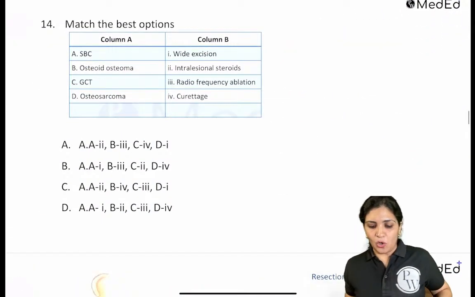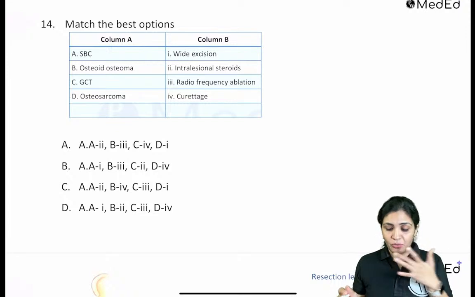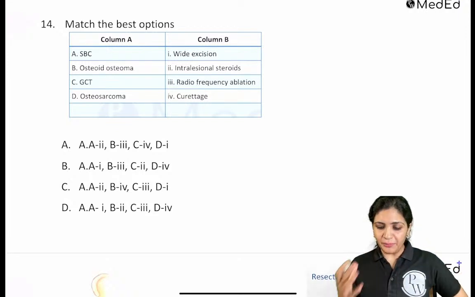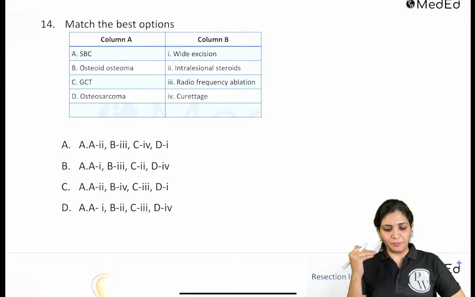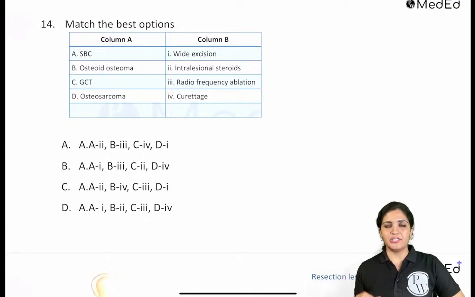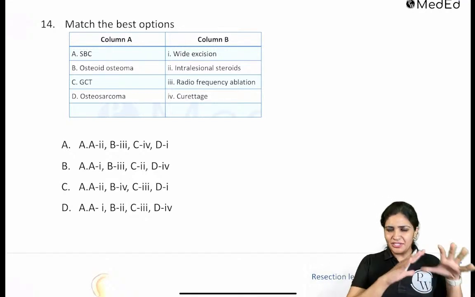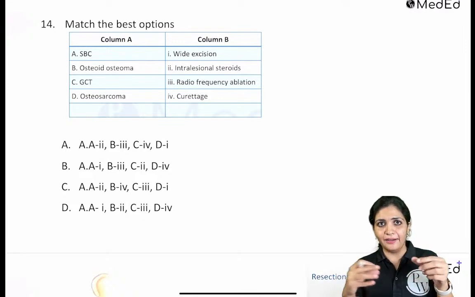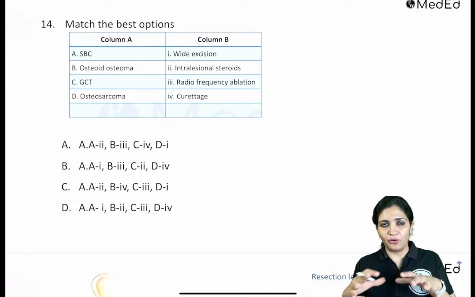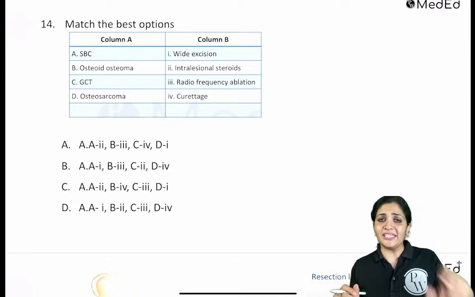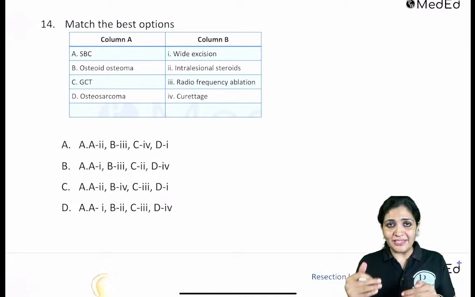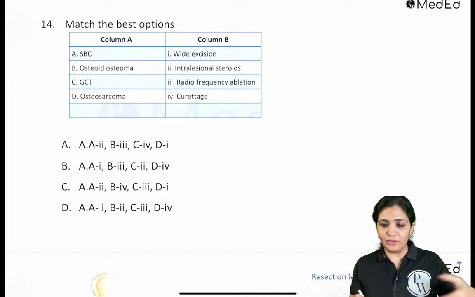Okay, match the best options. Back to tumors again. So here they're asking about the treatment of the tumor. So here they have given you simple bone cyst, the osteoid osteoma, the GCT, and osteosarcoma. So whenever you find such questions which are a little big, like match the column, match the following and all, always try to solve the easy one first. So once you keep solving the easy ones, you can end up doing it easily.